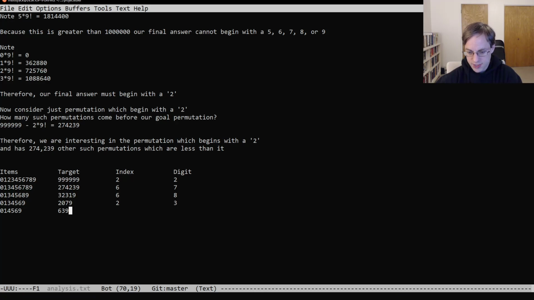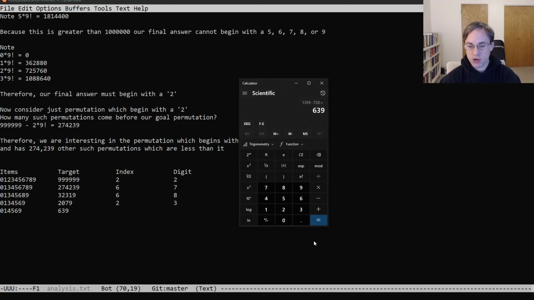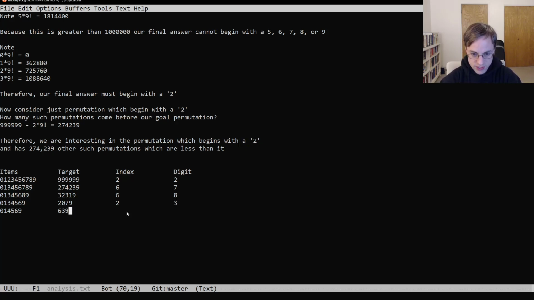Okay, we were subtracting multiples of 6 factorial, so now we're on to multiples of 5 factorial. And that was 5 multiples, so our index is 5. 0, 1, 2, 3, 4, 5. That gives us a 9. Our list is just as before without the 9. Our target is now, I believe it was 39. Yes. And now we almost don't even need our calculator anymore.